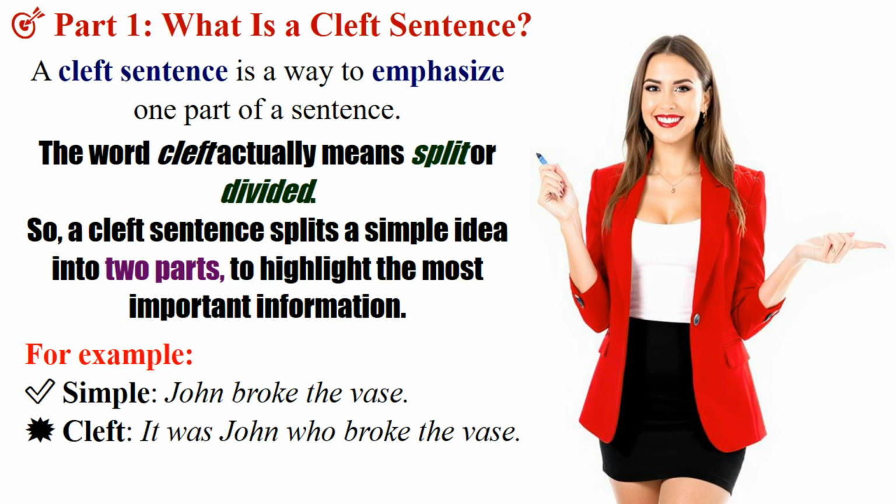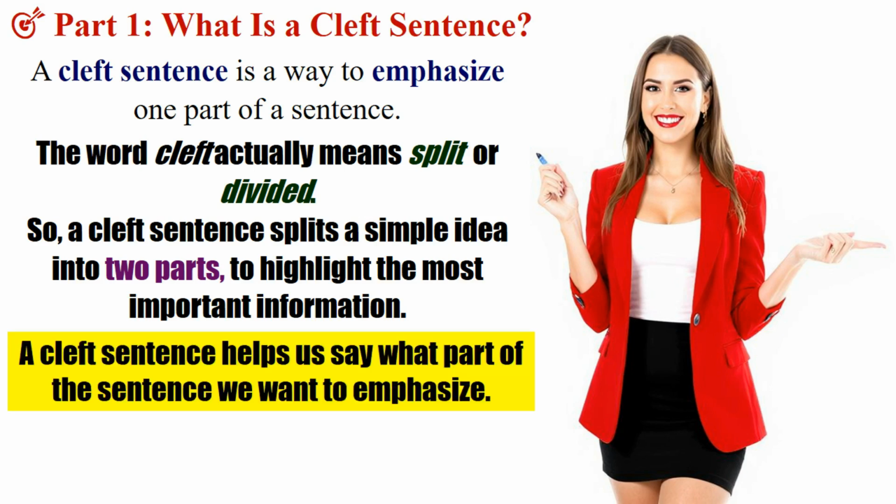For example, simple: John broke the vase. Cleft: it was John who broke the vase. We're not changing the meaning, we're just adding focus. We're saying, not Mary, not Lisa, it was John. So, a cleft sentence helps us say what part of the sentence we want to emphasize.